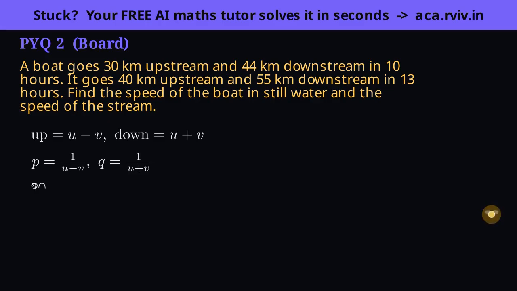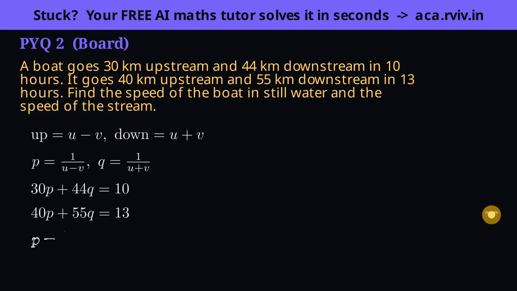First trip, 30 km upstream plus 44 km downstream took 10 hours. Time is distance times p or q, so 30p plus 44q equals 10. Second trip the same way, 40 km upstream and 55 downstream in 13 hours gives 40p plus 55q equals 13.